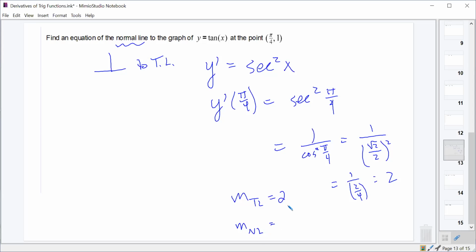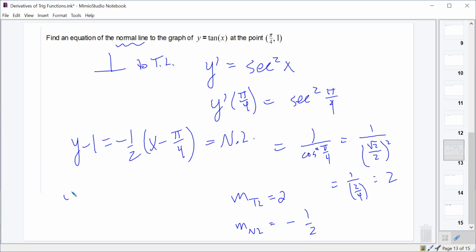So the slope of the tangent line is 2, which tells us that the slope of the normal line is what? -1/2. And so that's what we'll use. We'll just say y minus 1 equals -1/2 times x minus pi over 4. This is our normal line, right? What if I'd asked about the tangent line? That would have just been y minus 1 equals 2 times x minus pi over 4, right?